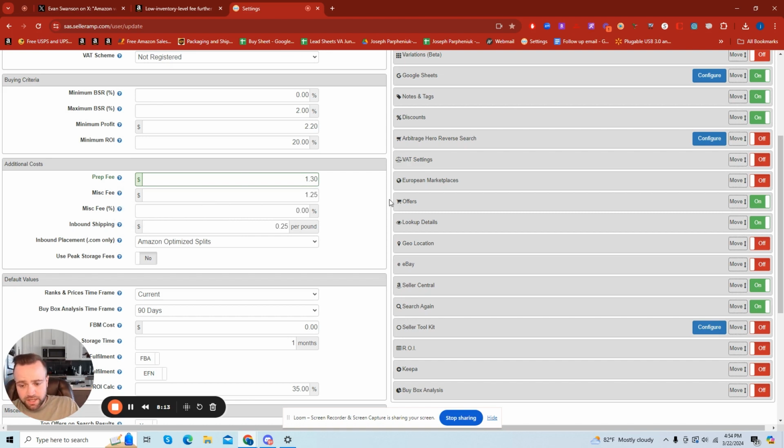But there's a thing called a miscellaneous fee, which is what I'm using to add this cost in. My miscellaneous fee used to be 75 cents. 50 cents of that was for VA salaries, virtual assistant salaries. 25 cents of that was for software. And now this 50-cent fee is going to be for this new fee structure. So I'm adding 50 cents.